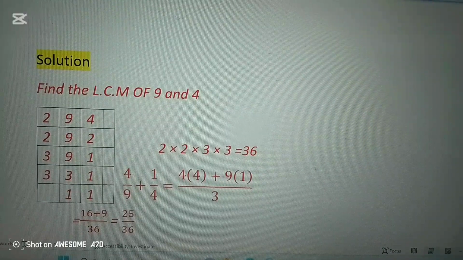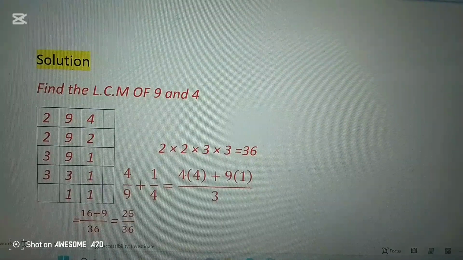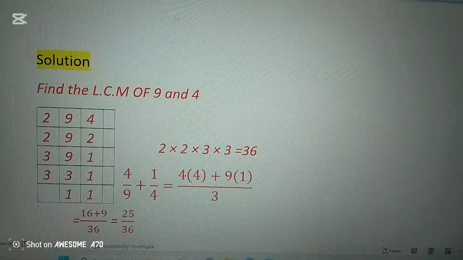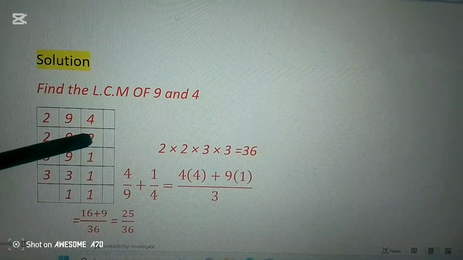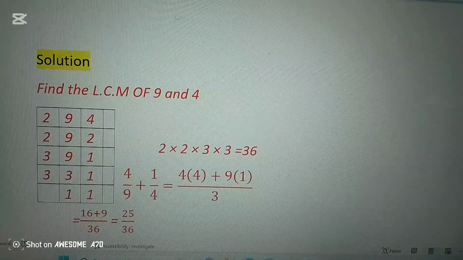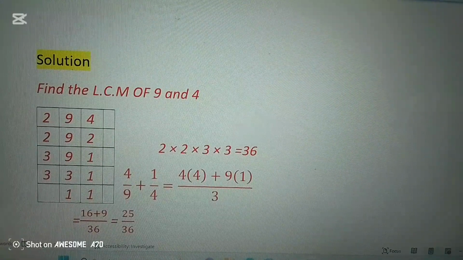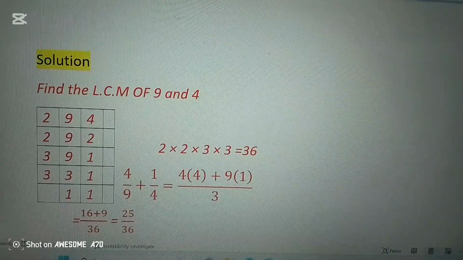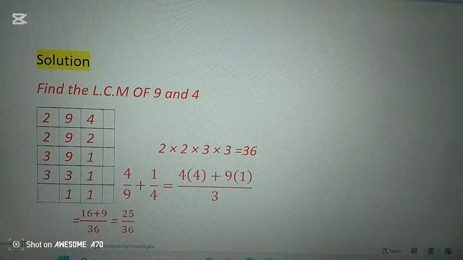2 cannot divide 9, but 2 can divide 4. So if 2 cannot divide 9, the 9 remains. But 2 can divide 4 two times. We go to the lower one, and we look at the 2 also. 2 cannot divide 9, but it can divide 2. So we use 2 to divide the other 2, which gives 1. But it can't divide 9, so the 9 remains.